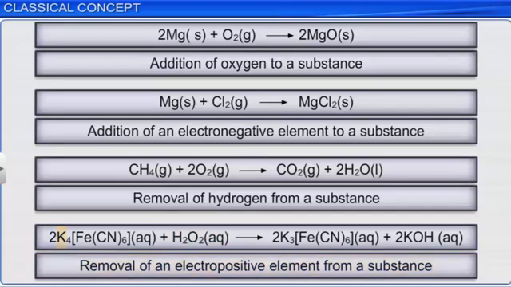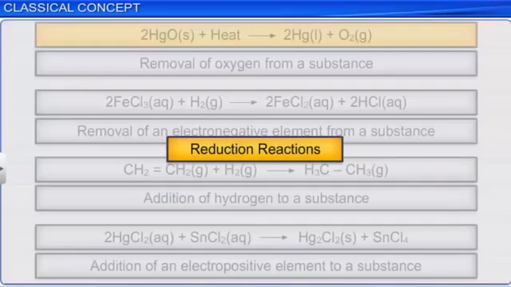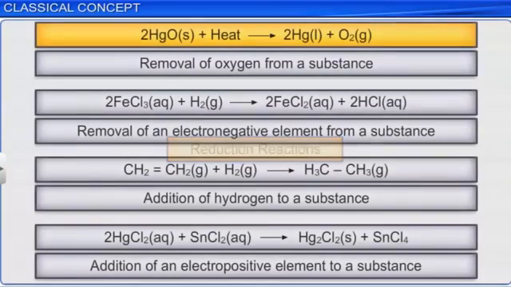According to the classical definition of reduction, here are some examples of reduction reactions. In the first equation, mercuric oxide on heating gets reduced and forms mercury and oxygen. In the second equation, when ferric chloride reacts with hydrogen, the electronegative element chlorine will be removed and ferrous chloride will be formed.